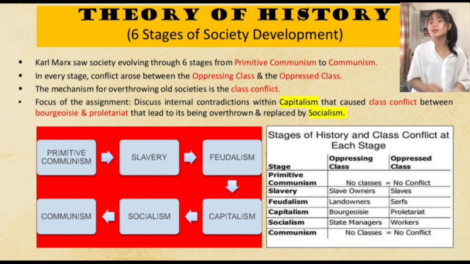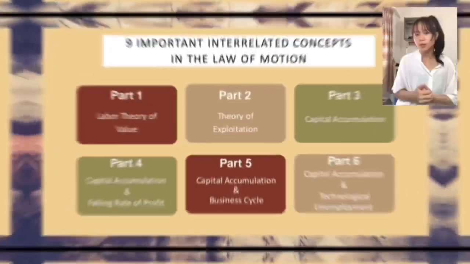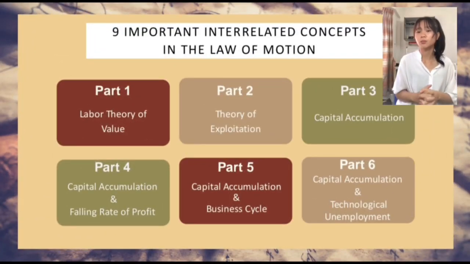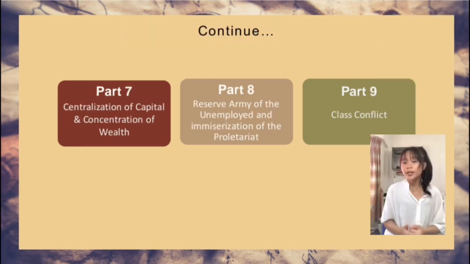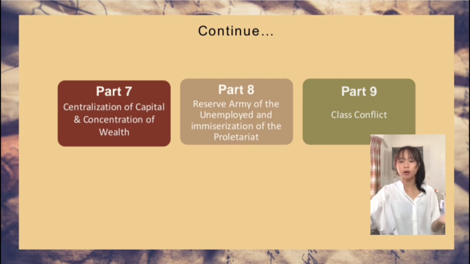Okay, let's move to the next slide. This is the law of motion of capitalism. There are 9 important interrelated concepts in the law of motion. The 9 important interrelated concepts in the law of motion of capitalism provide a framework for understanding how the capitalist economic system operates and the conflicts that arise within it.